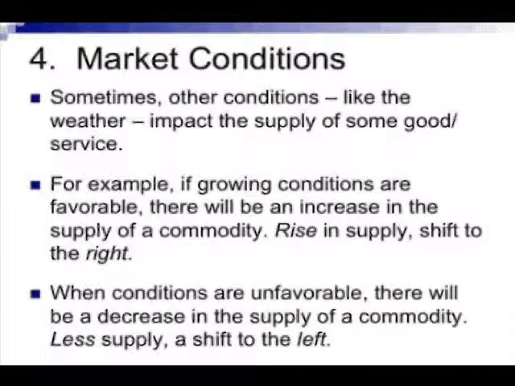The final determinant of supply that we're going to take a look at is just kind of a catch-all, miscellaneous, umbrella-type category called market conditions. Sometimes other conditions, like even the weather, impact the supply of some good or service. For example, if growing conditions are favorable, there will be an increase in the supply of a commodity. Rise in supply, we shift to the right. When conditions are unfavorable, there will be a decrease in the supply. Maybe there's a drought or a wildfire or some sort of hail damage. Less supply, shift to the left.